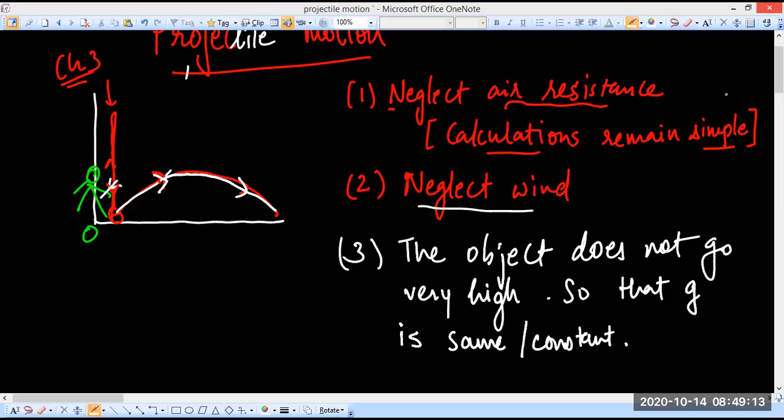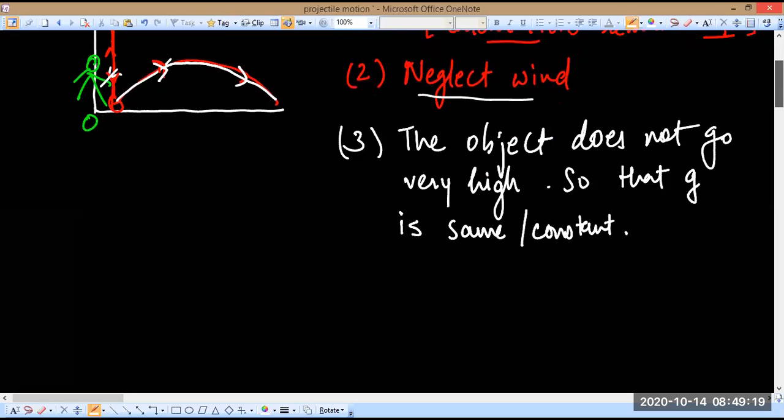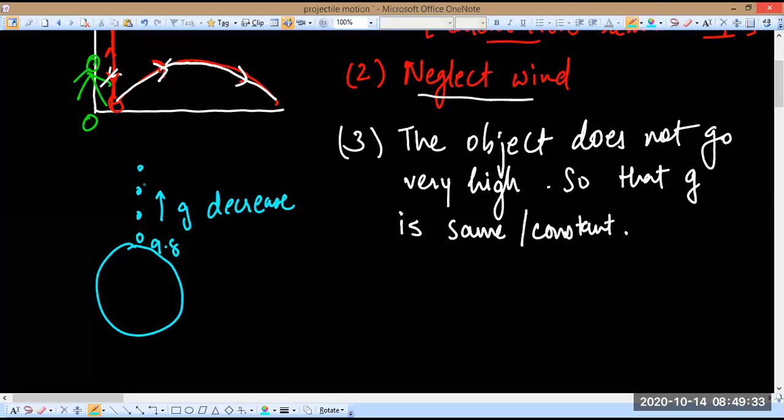Earlier in 9th standard, you might have studied this, that as you go high above the earth, the value of g will decrease. Are you aware of this? That here it is 9.8, but if you go quite high, it's going to be like 9.1 and 9 and all that. Do you know that, people?